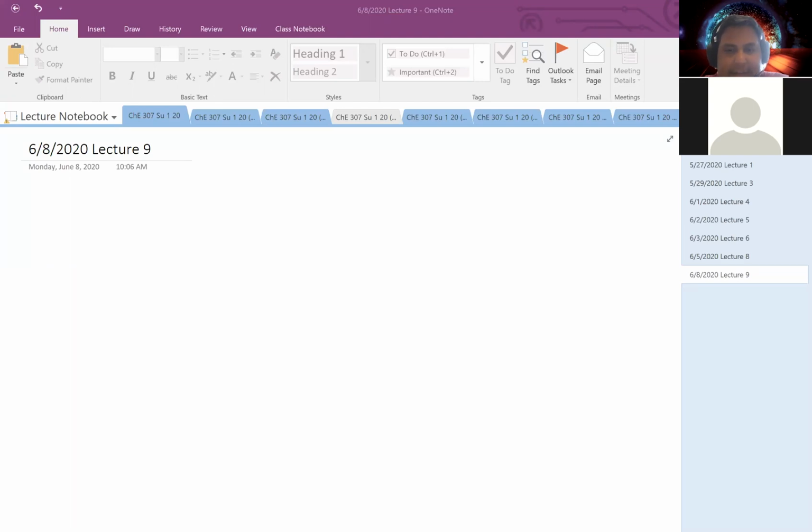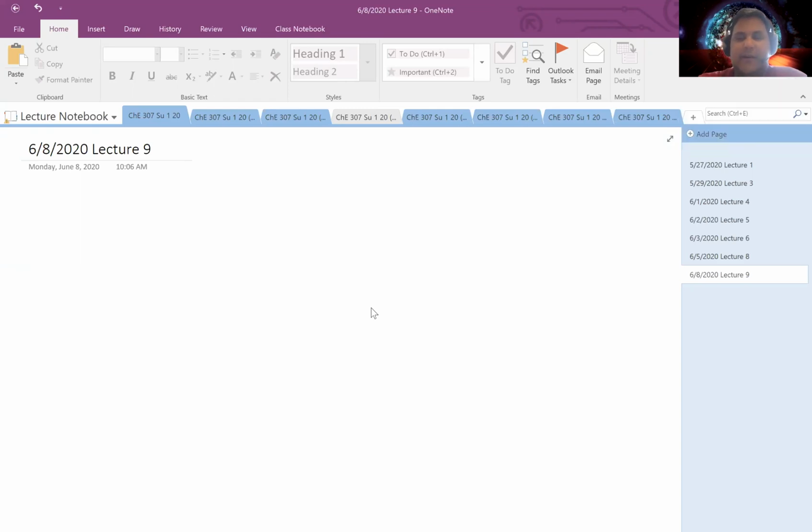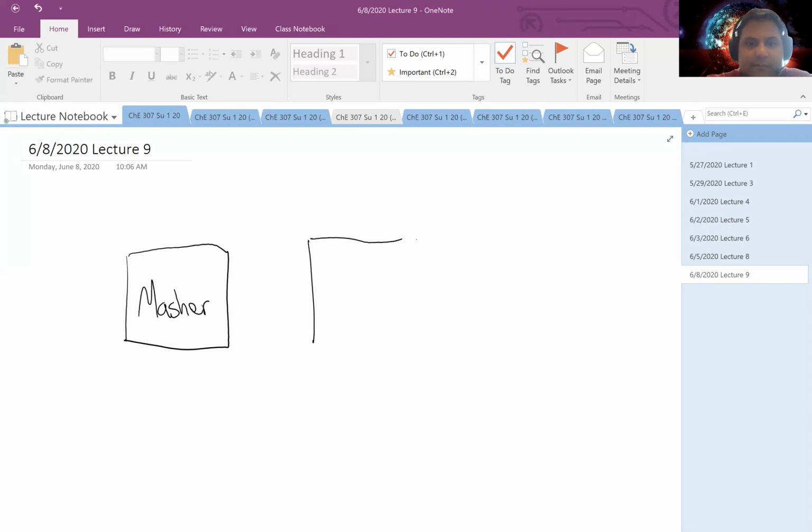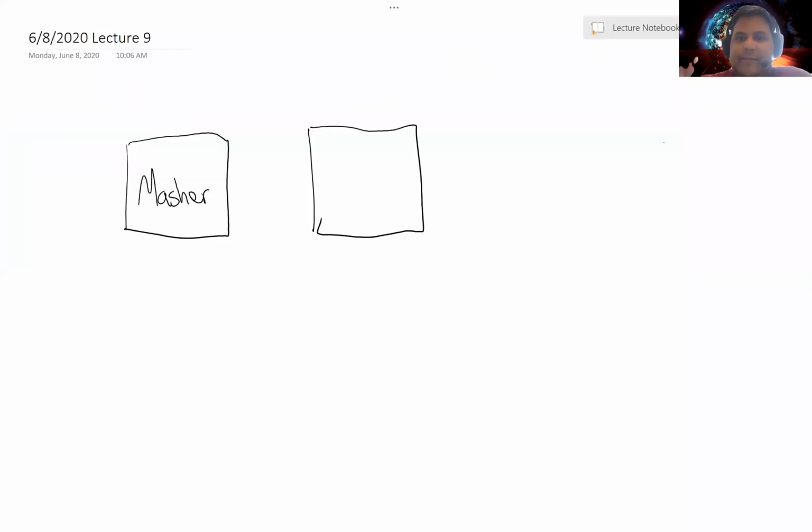All right, so the first step, as always, is to draw a flow chart for this process. And so what we have is a process with 3 major unit operations. We have our masher, our filter, and our evaporator.